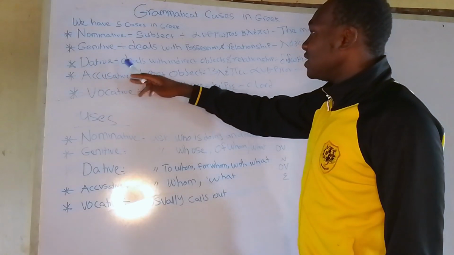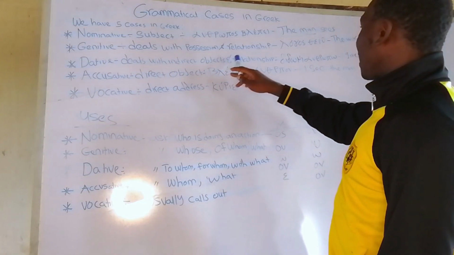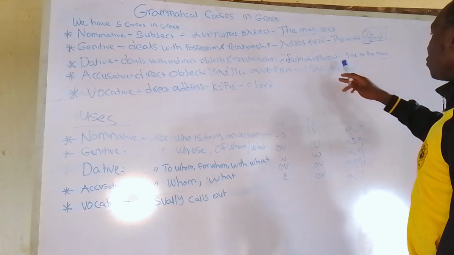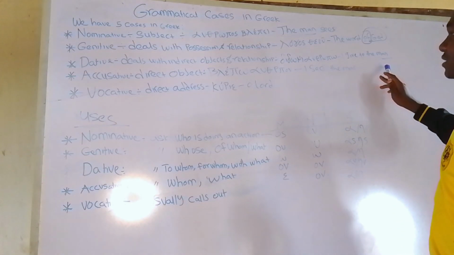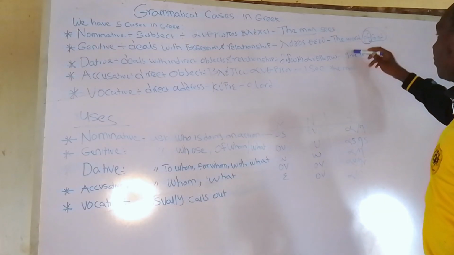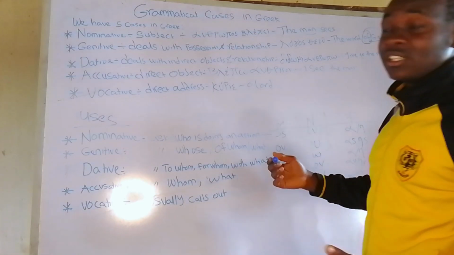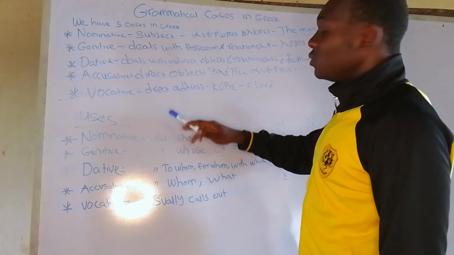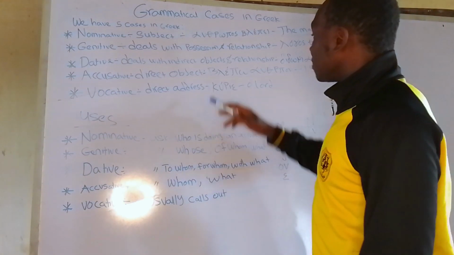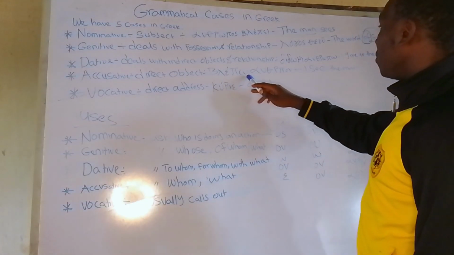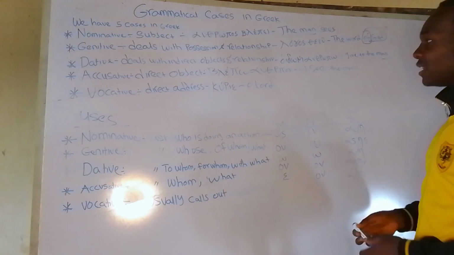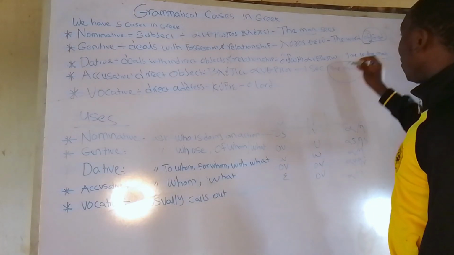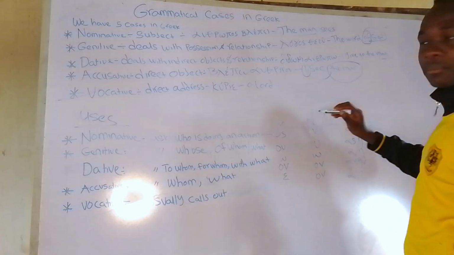So we move on to dative. Dative deals with indirect object and the relationship. Take for example, we have didomai anthropo, which means I will give to the man. The man is the indirect object. He receives the action, indirect receiver of an action. So we move on to the accusative, which deals with direct objects. Say for example, we have blepo anthropon, which means I saw the man, I see the man. The man receives the action of me seeing him.